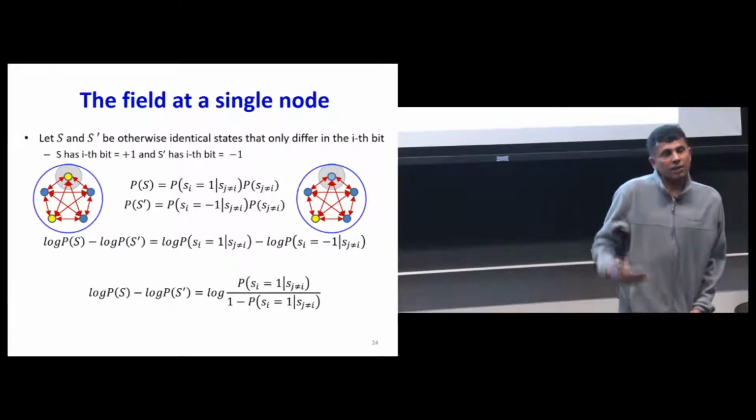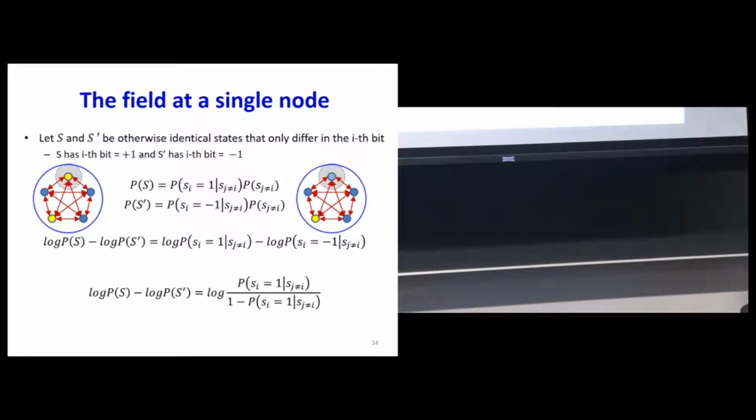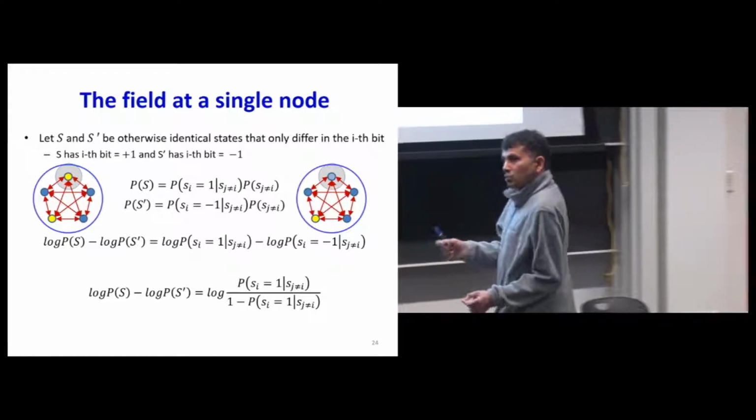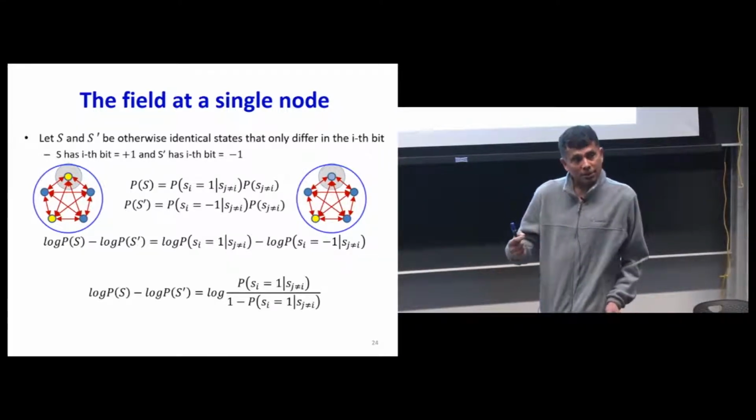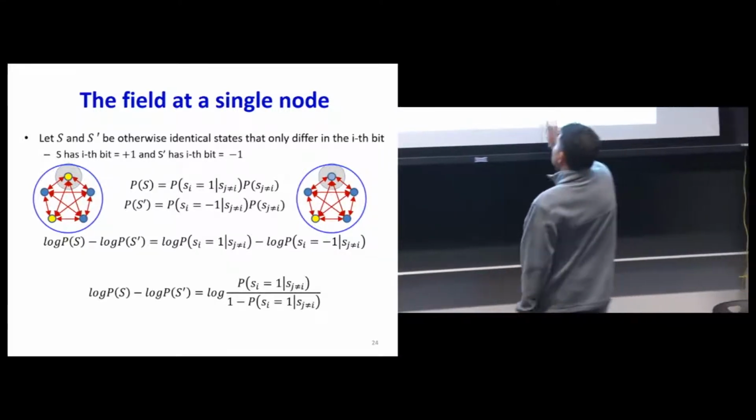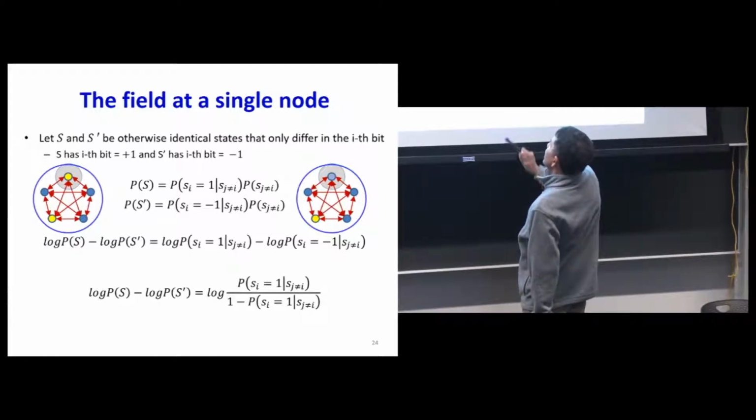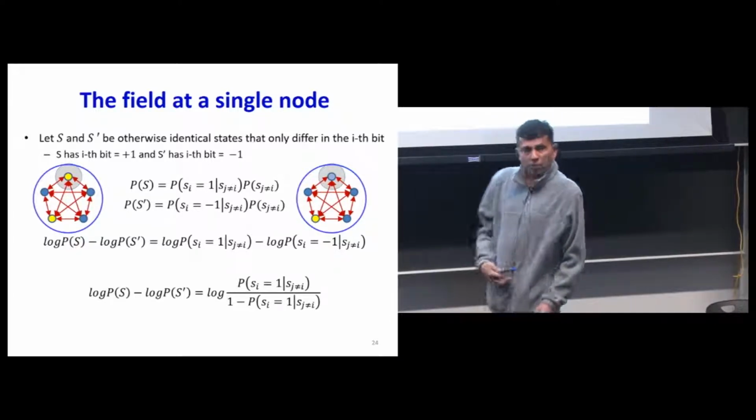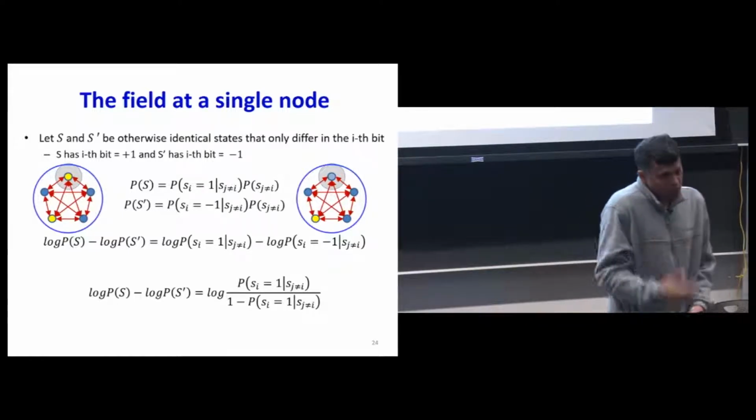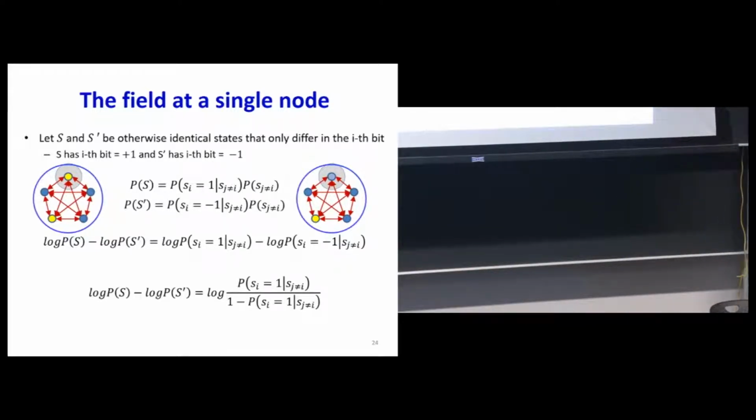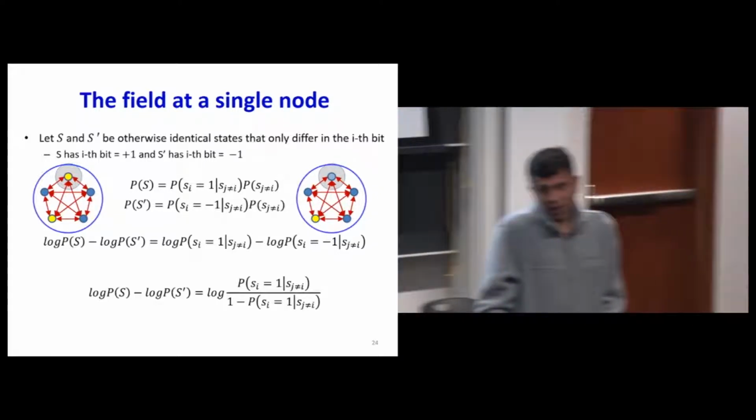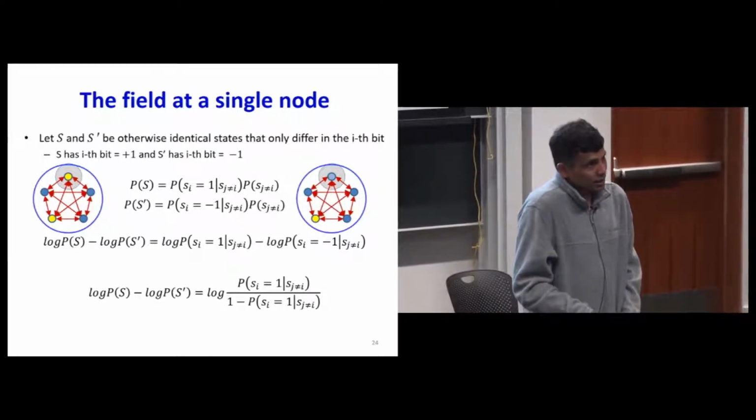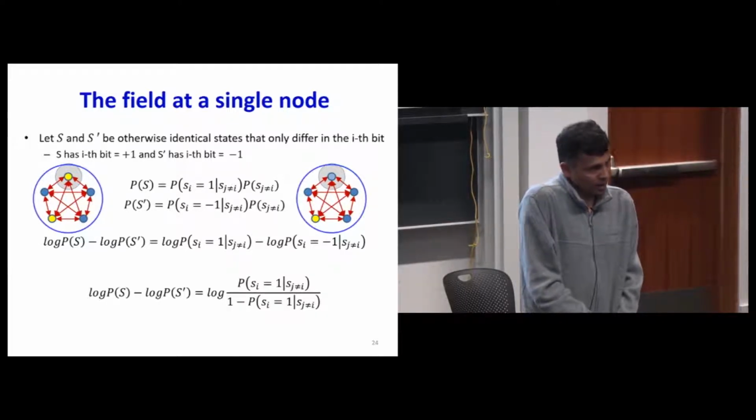Now if I take the difference in the log probability of these two patterns, mind you, I'm just looking at the difference in the log probability of two patterns that differ in only one bit, right? That is going to be, if you just work it out, simply the log of the ratio of these two probabilities. Log of P(S) minus log of P(S prime) is the same as log of P(S) divided by P(S prime).